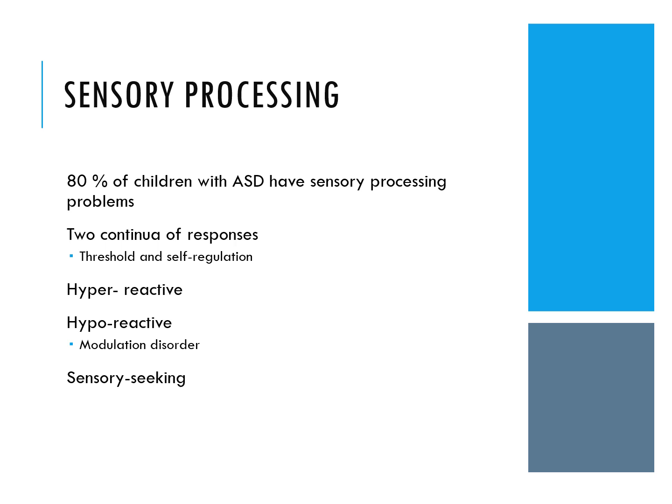And there's two continua of responses that we look at when we look at sensory processing. There's threshold and there's self-regulation. So threshold is the speed of reaction to a stimulus. Do they respond quickly or slowly to a stimulus? How fast is their response? Self-regulation is what is the level of response? Is it under or over what we expect normal to be?